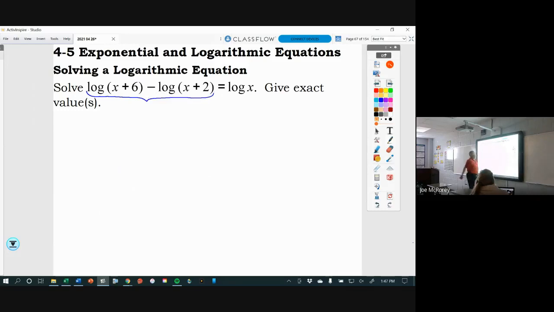Can you write that as a single logarithm? Yes, there's a fraction involved. So a difference of logs is equal to the log of the quotient. This is a difference of logs with the same base. Because we have the difference of 2 logs with the same base, I can write it as a single log, with the positive logarithm on top, so x plus 6, and the negative logarithm on the bottom, x plus 2.